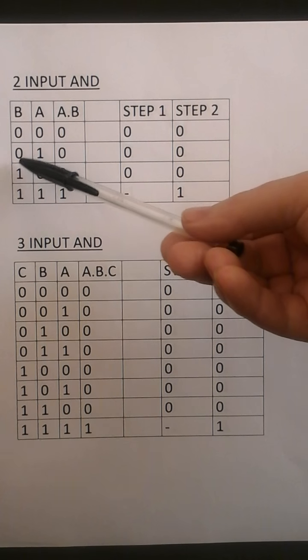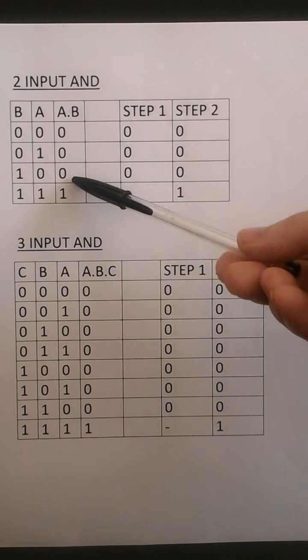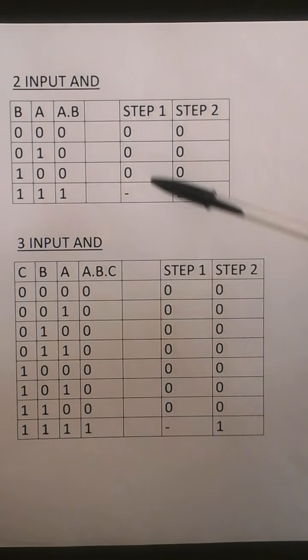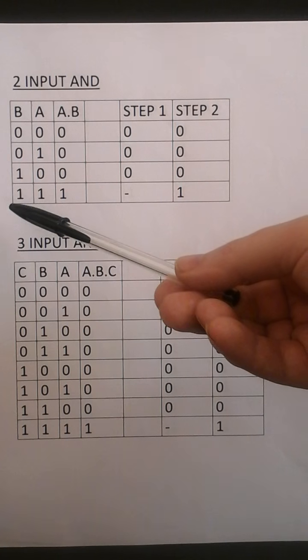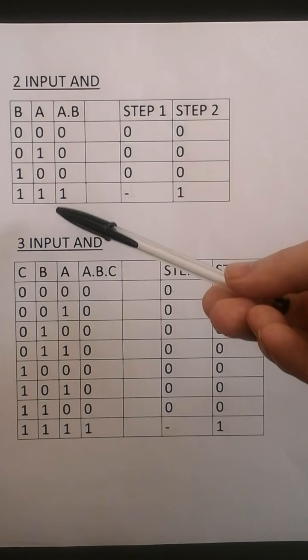And the way you complete the truth table is to first look at the inputs, and any time you get a 0 on any of the inputs, you get a 0 on the output. That's step 1. And step 2, fill in the remaining space with a 1. So 1 and 1 equals 1.